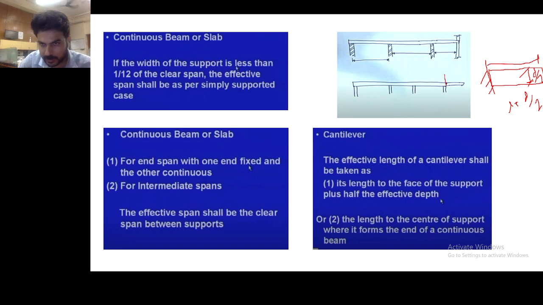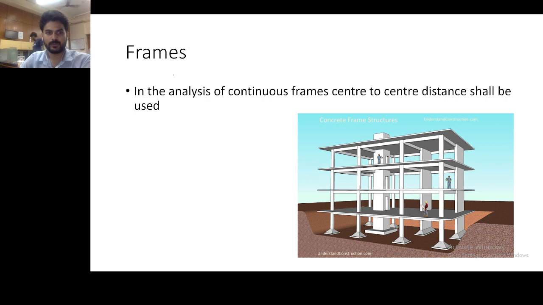Here you can see, the lesser of those we can consider as the effective length of the cantilever. It will be clear in the upcoming examples. For frames it is very easy. In analysis of the continuous frame, the center to center distance shall be used as the effective span. So this is the effective span, right?